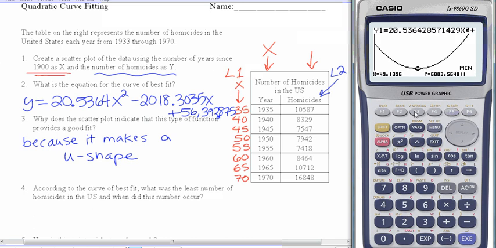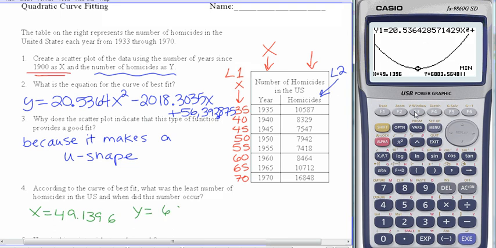I hit GSolve minimum, and I get an answer of x is equal to 49.1396, and y is equal to 6,803.5648. All right, so that's a number that my calculator gave me, but I need to answer the question in real life. In real life, it says, what was the least number of homicides? So I probably can't have a half a homicide. So let's say 6,804 homicides.